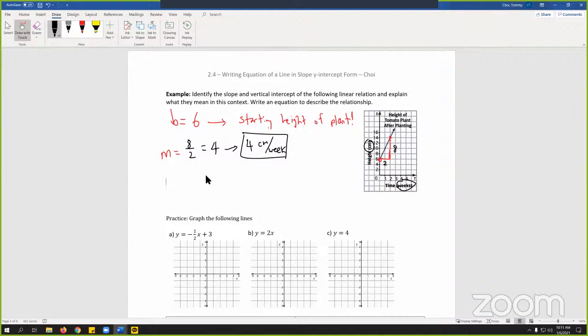Growth of the plant per week, absolutely. So this is how much the plant grows every week. Perfect. Well done. So that's what the slope represents. So you should be able to also understand, if I give you a graph or a word problem, you should be able to tell me what the slope and the y-intercept means in the context of the word problem. And so that's your goal.